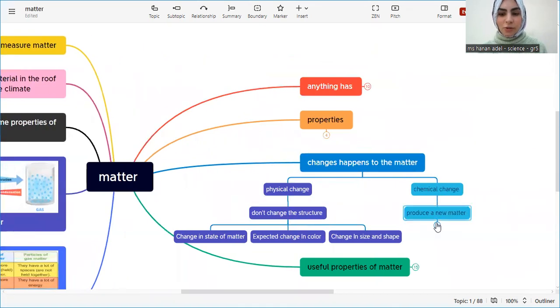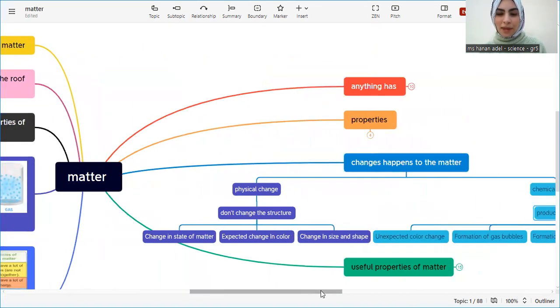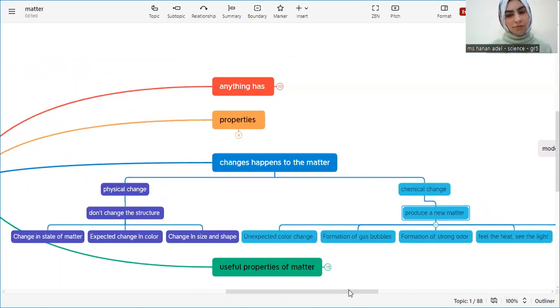But can you help me, Miss, to have some evidence to tell if this is a physical or chemical change? Yeah, I will help you. We have actually 3 evidence to detect the physical change and 5 evidence for the chemical one. In the physical change, if I find a change that happened to the state of matter without any other changes, then this is physical.